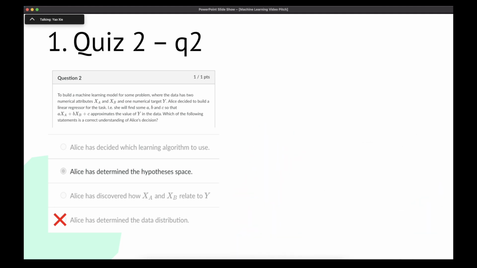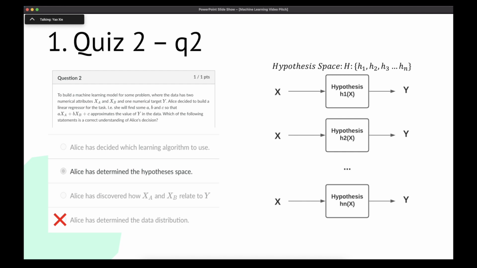The hypothesis space is a set of candidate functions that map input x to target y. In this question, Alice decided the structure of all possible functions in the form of a times xa plus b times xb plus c to approximate y. Therefore, she has determined the hypothesis space. So option 2 is correct.